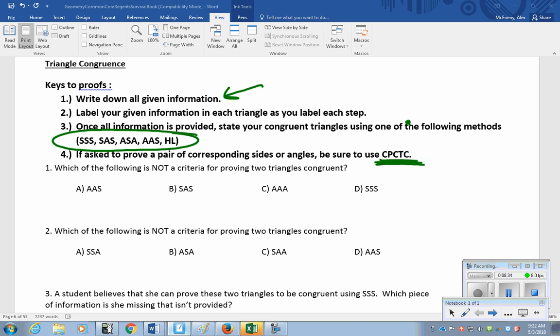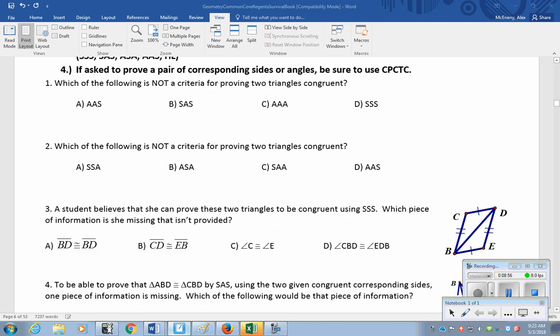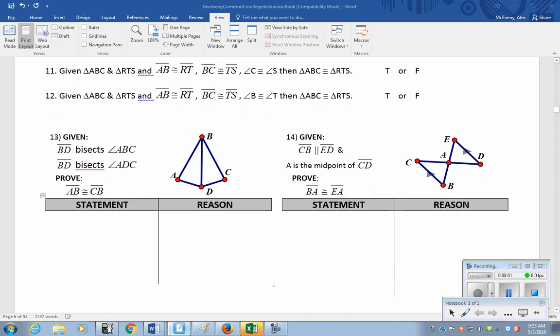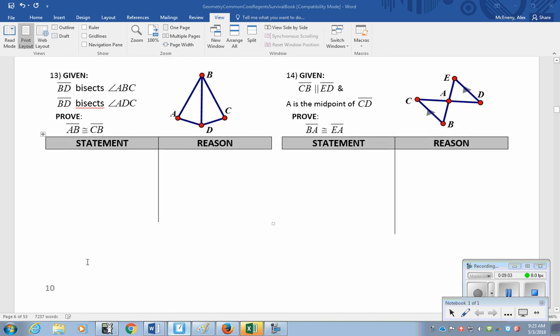If you are asked to prove, let's say, angle A is congruent to angle D, well, that would be a corresponding part, or not the whole triangle, but you do have to prove the triangles congruent first. So we're going to look at one of the proof questions, because I know that's the one that a lot of students struggle with. So we're going to start, and we'll look at question 13.